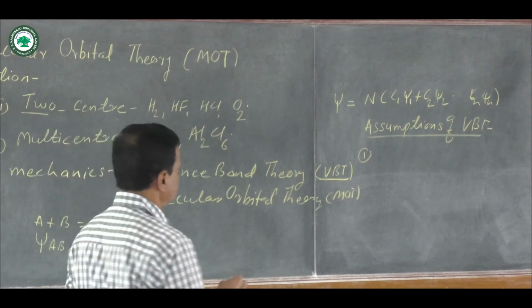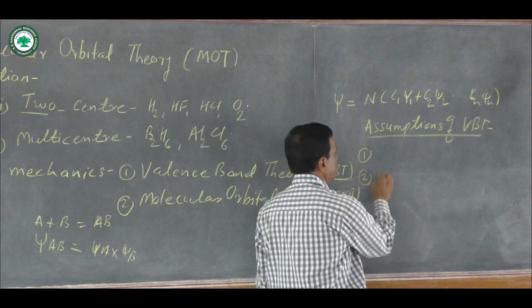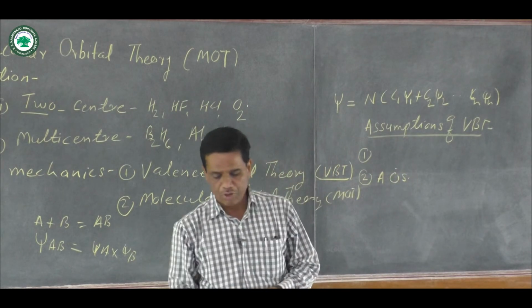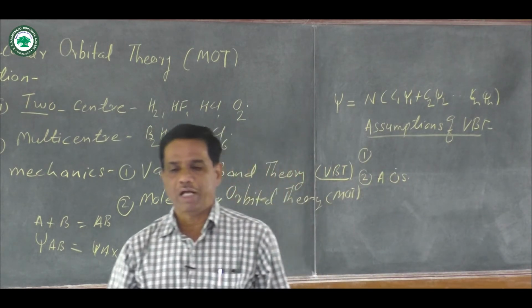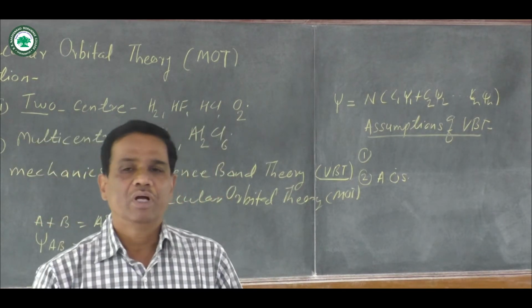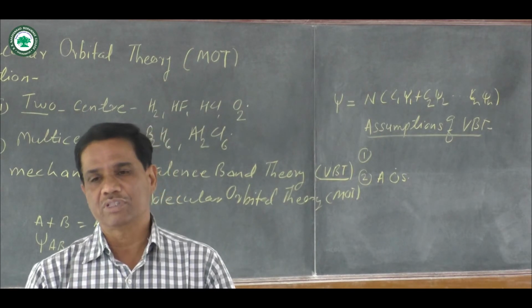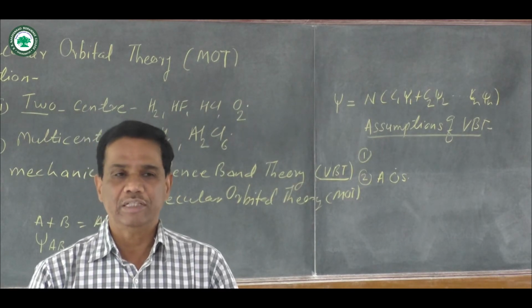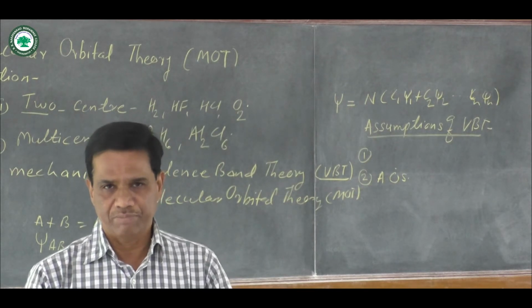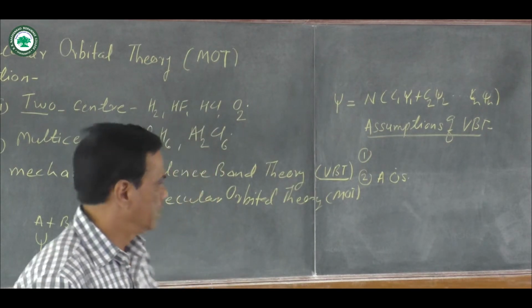Then the second assumption is that there is overlapping of atomic orbitals. Atomic orbitals overlap, and then there is a formation of molecules, means molecular orbitals, and when molecules are formed they retain their identity. In VBT, when atoms combine and molecules are formed, they retain their identity.